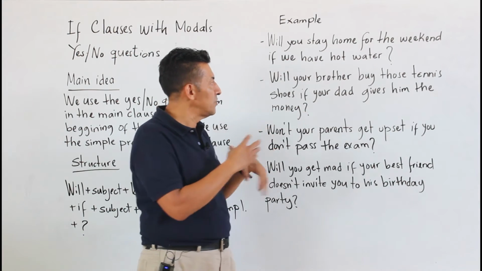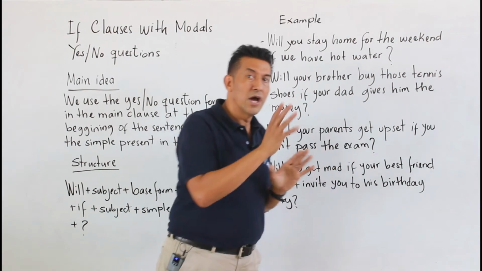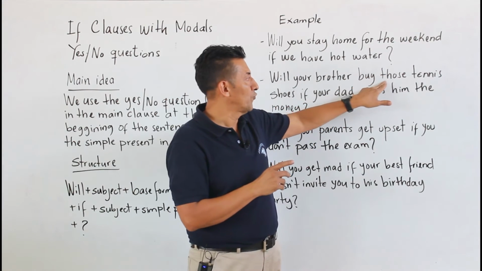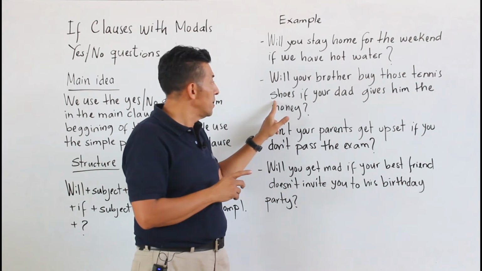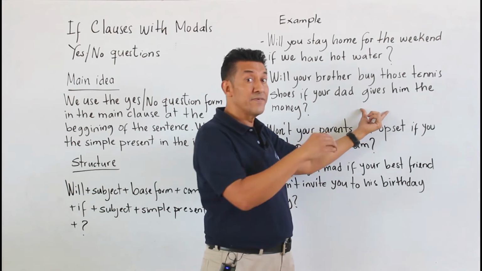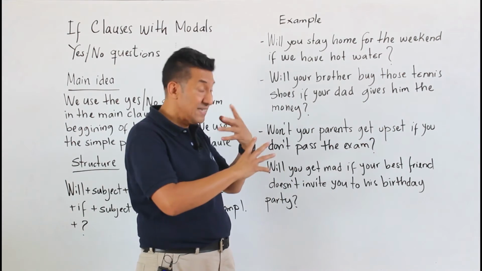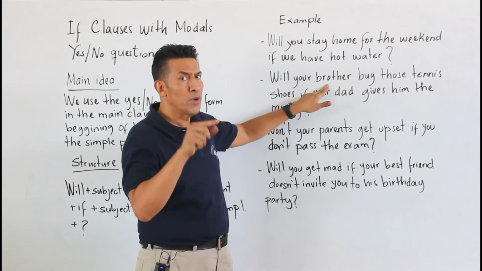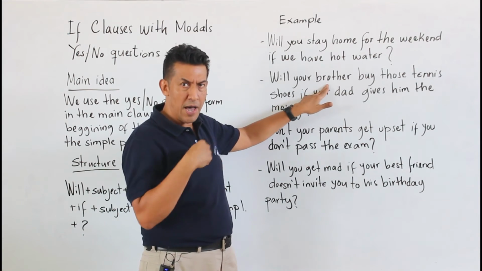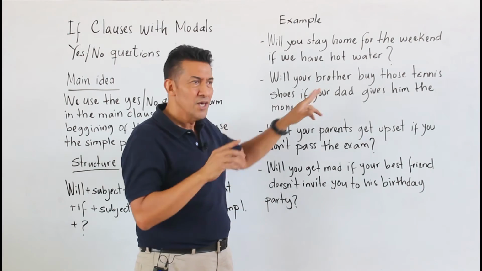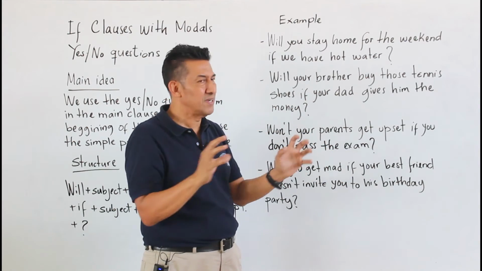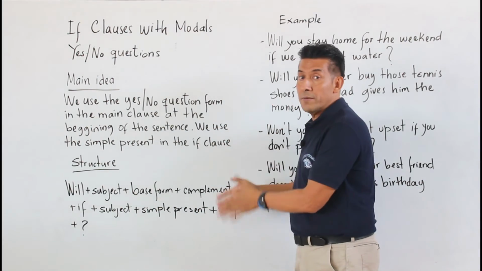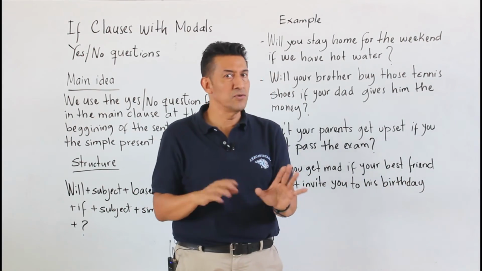Okay, let's change the object. Will your brother buy those pants if your dad gives him the money? Now let's change the subject. Will you? Now it's with you. Will you buy those tennis shoes if I give you the money? So you see, you can change the subject, the verb, anything. Always remember the structure. If you remember the structure, you can build any sentence.